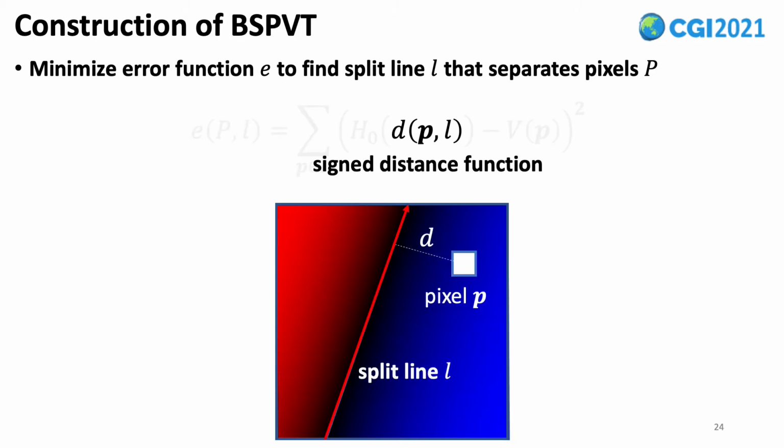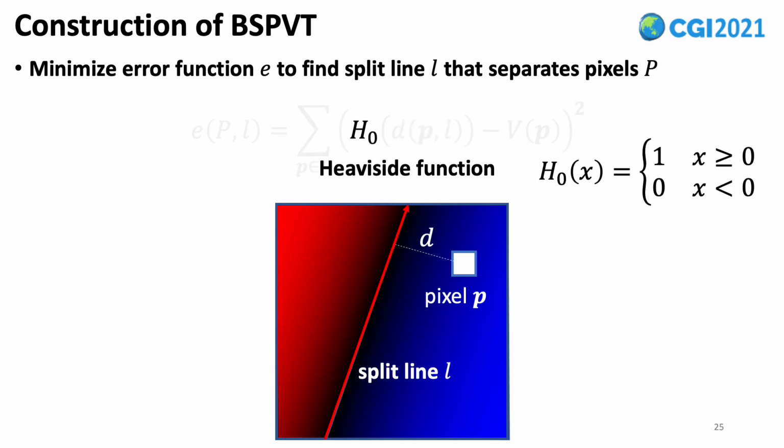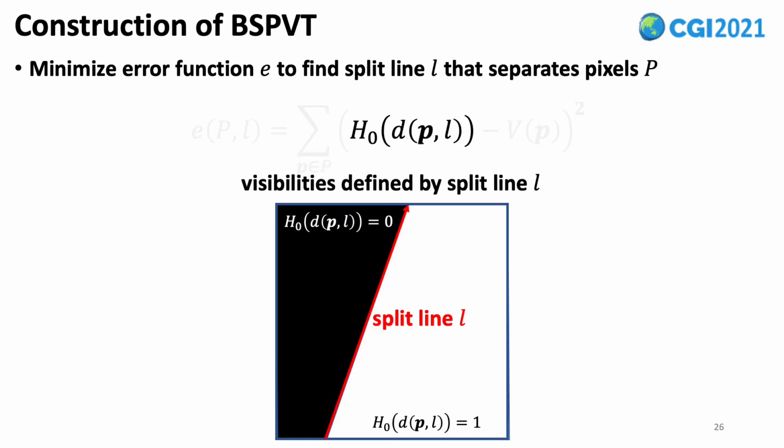In this equation, dPL indicates the signed distance function from the split line L to the pixel P. H0 is the Heaviside function that returns 1 if the argument is greater than 0, and returns 0 if the argument is negative. Therefore, this term returns 1 if the pixel P is on the right-hand side of the splitline L, and returns 0 otherwise. This term represents the visibilities defined by the splitline L.